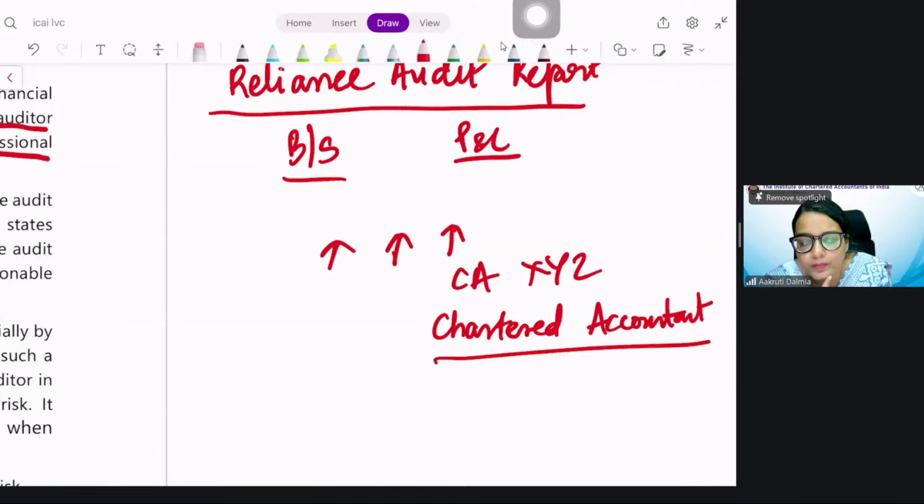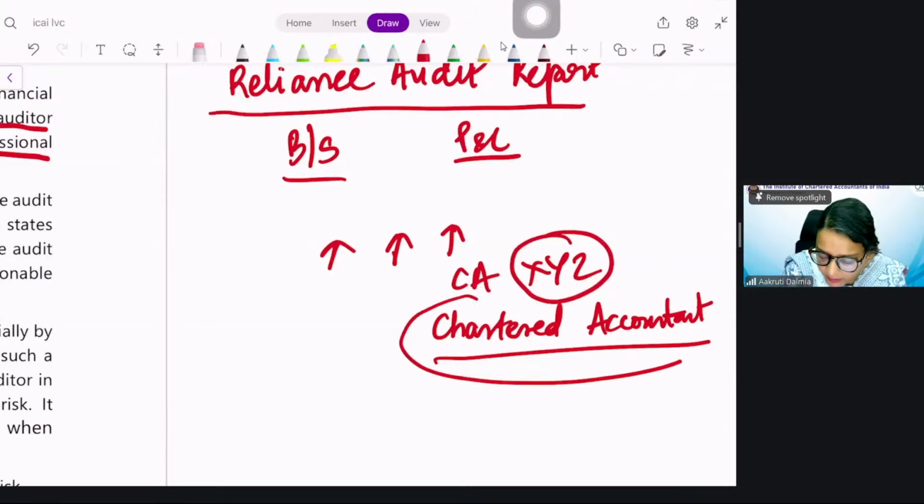Yes or no? So you are not trusting XYZ. You are trusting the name chartered accountant. Yes or no? So people don't trust you. You are not trusting me, CA Akruti. You are trusting the CA word in front of my name. Because you know, okay, if ma'am has qualified CA, she must know things.